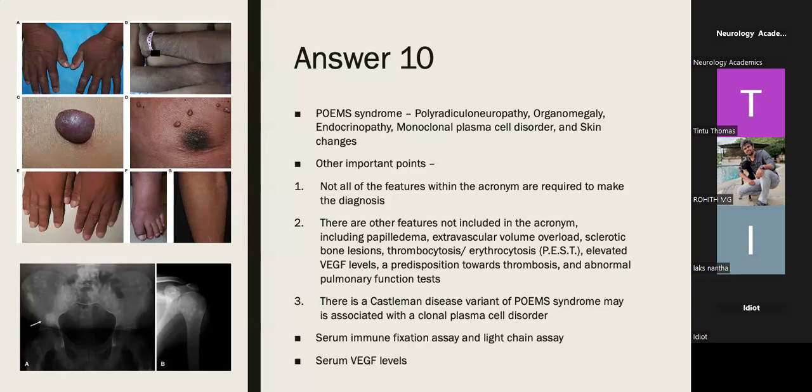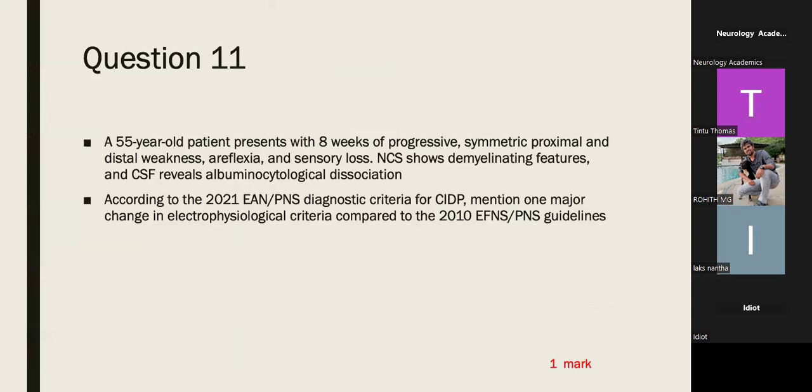There are other features which were seen in the case as well. They can have papilledema, extravascular volume overload, and sclerotic bone lesions, as we see in this picture in the X-rays, and thrombocytosis or erythrocytosis, along with elevated VEGF levels, predisposition towards thrombosis, and abnormal PFT. There can be a Castleman variant of POEMS syndrome also, which can be associated with a clonal plasma cell disorder. So the diagnosis here will be POEMS syndrome.